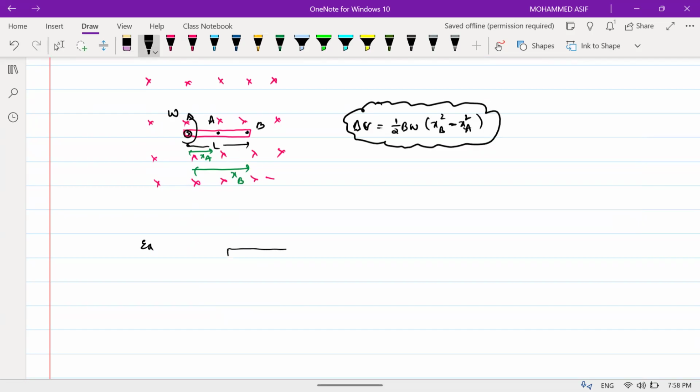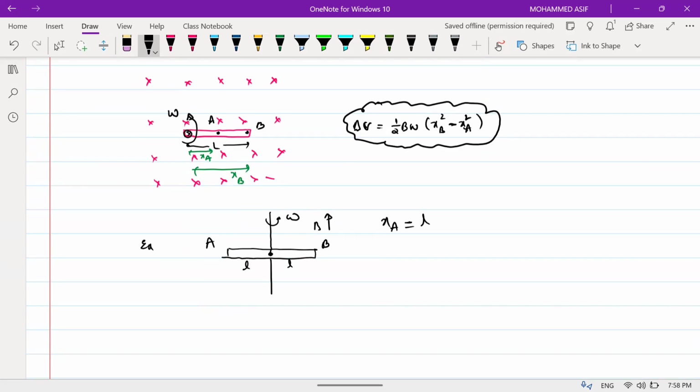If there is a rod like this, now the axis is at the center. It is rotating with angular velocity omega. This is A, this is B, and the magnetic field is in this direction. This one is length L, and this one is length L. Now tell me what is XA in this one, beta? XA is equal to how much?